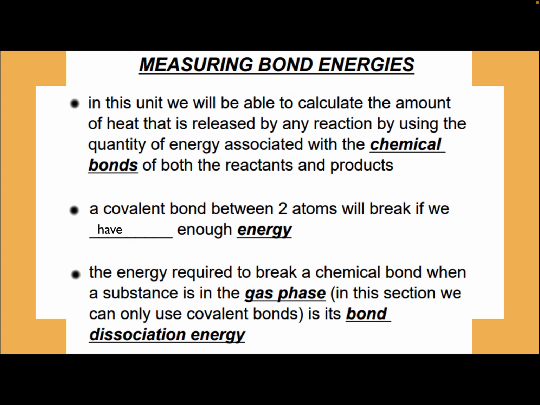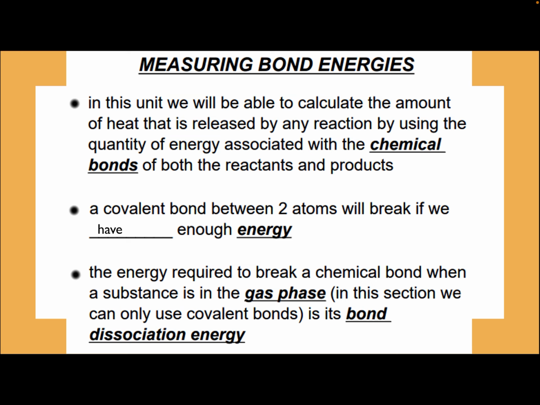So when we look at bond energies in this unit, we have been taking a look at how we're able to calculate the amount of heat that is released by any reaction by using the quantity of energy that is associated with that chemical bond when we look at both the reactants versus the products. When we look at a covalent bond between two atoms, in order to break them, we have to have enough energy to do so.